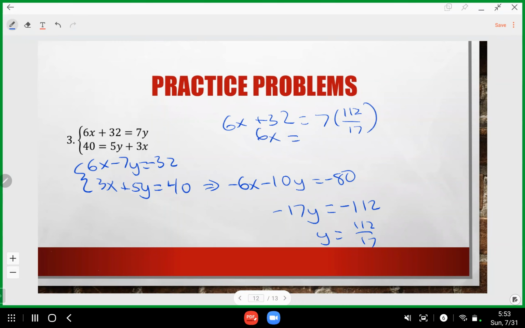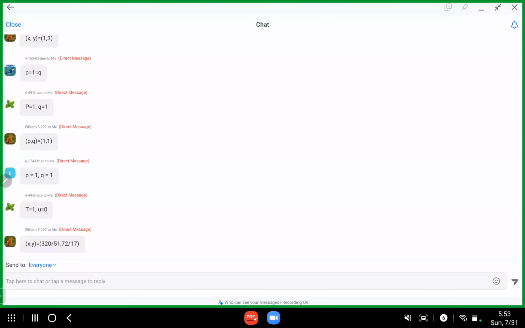Let's multiply everything by 17. 17 times 32 is going to be 544. 7 times 112, all right. All right, well, that's really ugly. Divided by 6. What? That makes x equal to 40. That's weird. All right. I don't know if that's correct because I didn't pay that much attention to the calculations.